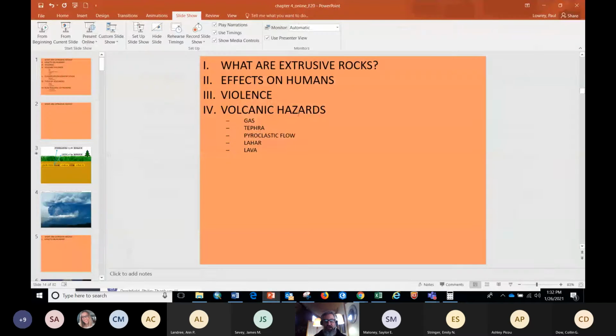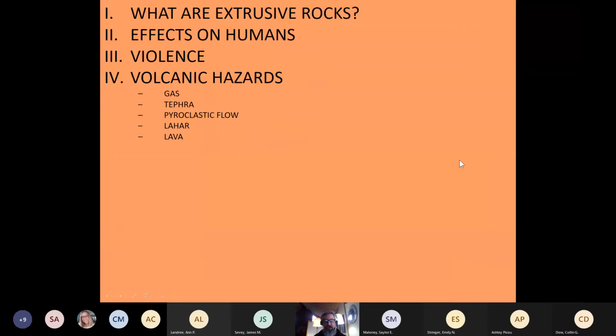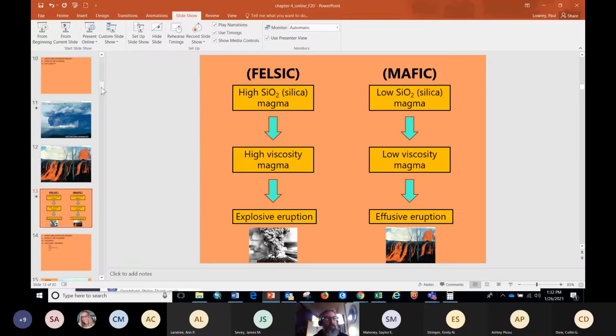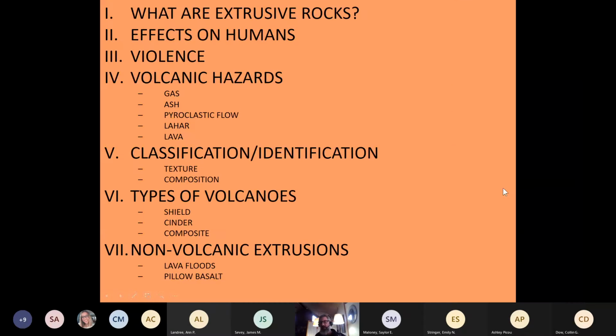So today, what we're dealing with is extrusive igneous rocks. Looks like I am in the wrong part of the slideshow, so let's go all the way to the beginning. Okay, there's our outline for today. So last week, intrusive igneous rocks. Intrusive igneous rocks are the result of cooling of molten rock underground.